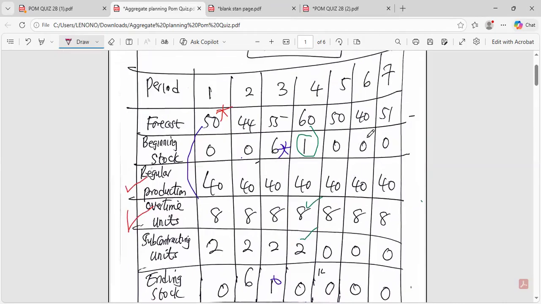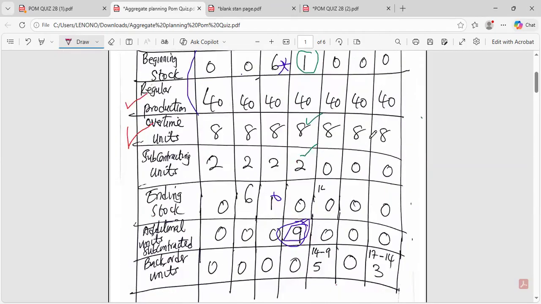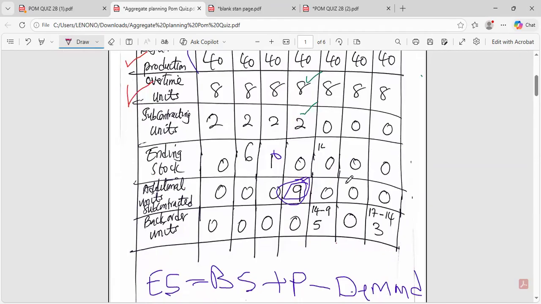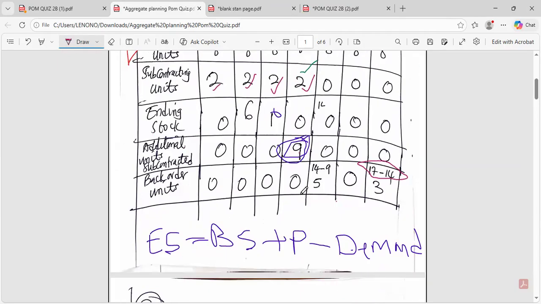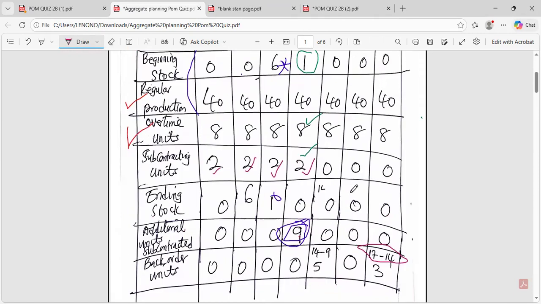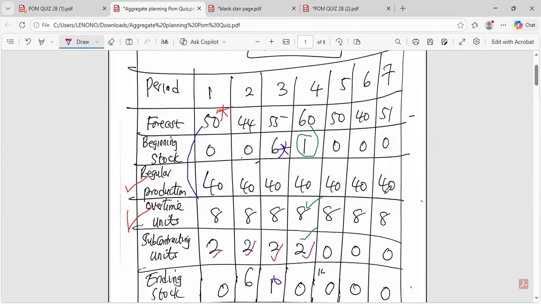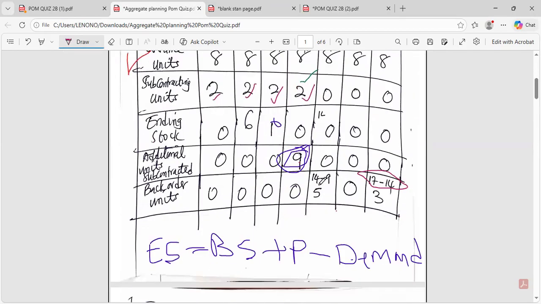Okay, throughout. And then as we get down to the other back order units, we had 17 minus 14. 17 is the total of what we have here: 2 plus 2 plus 2 plus 2 plus 9 is 17, minus 14. So in the other month we are going to have the total subcontracting back order units as 3.